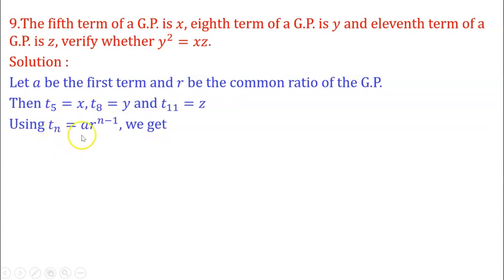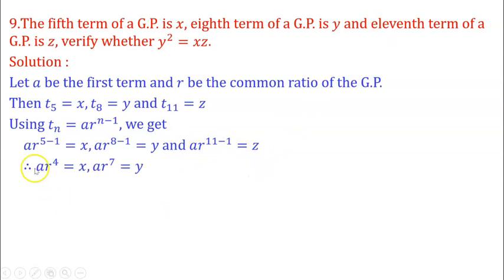Using Tn is equals to a into r to the power n minus 1, we get, what about the fifth term? That is a into r to the power 5 minus 1 is equals to x. Next, this is the fifth term. Eighth term, that is a into r to the power 8 minus 1 is equals to y. Okay. And the 11th term, a into r to the power 11 minus 1 is equals to z. Therefore, next, a into r to the power 4 is equals to x, a into r to the power 7 is equals to y, a into r to the power 10 is equals to z.